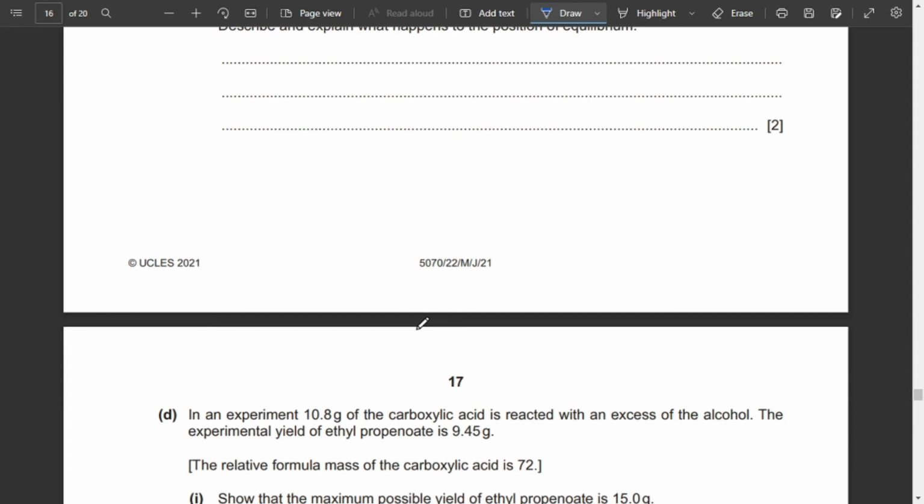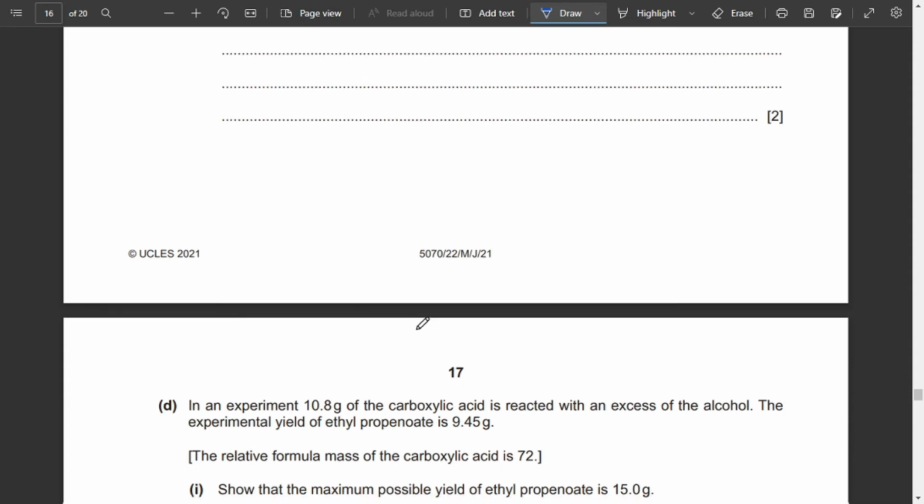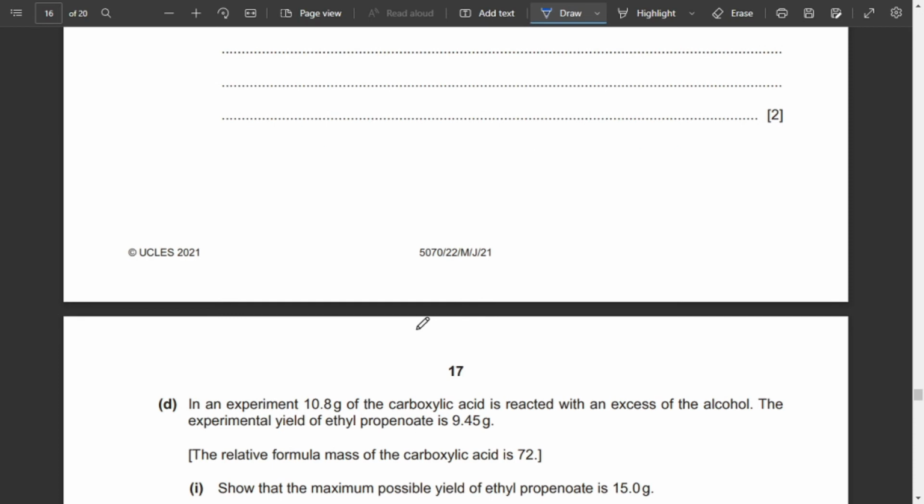So over here we're supposed to find the maximum possible yield. That means we're going to find out, if we calculate and if we have an ideal situation, what is the yield? So actually the yield over here is already given to us, 15 grams, and we need to show how we will get this yield, how to achieve it.